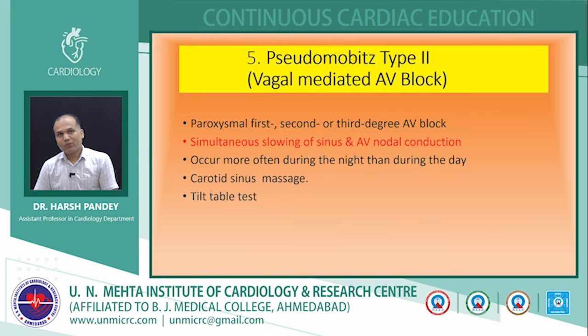Coming to the pseudo-Mobitz type 2 AV block, it is a vagal mediated AV block. It can appear like a paroxysmal type 1, second degree or third degree AV block. There will be simultaneous slowing of both the sinus node and the AV nodal conduction. It occurs more often during the night time, but daytime is also possible in some cases. It can be produced by carotid sinus massage. Sometimes tilt table tests also induce this kind of finding.